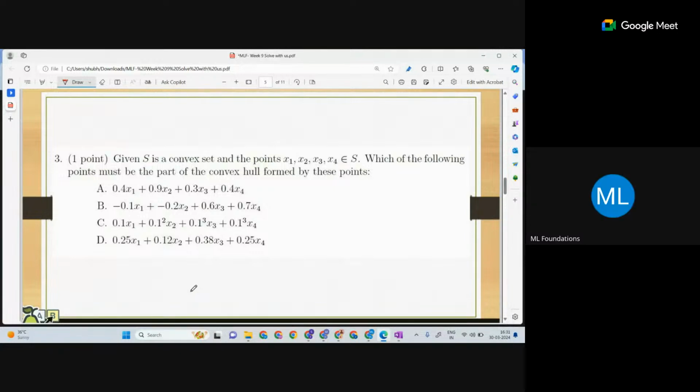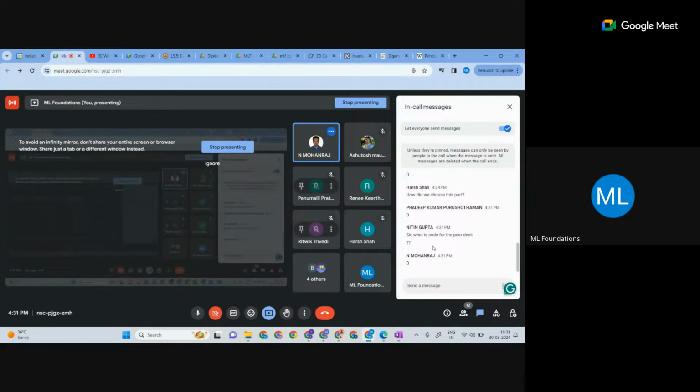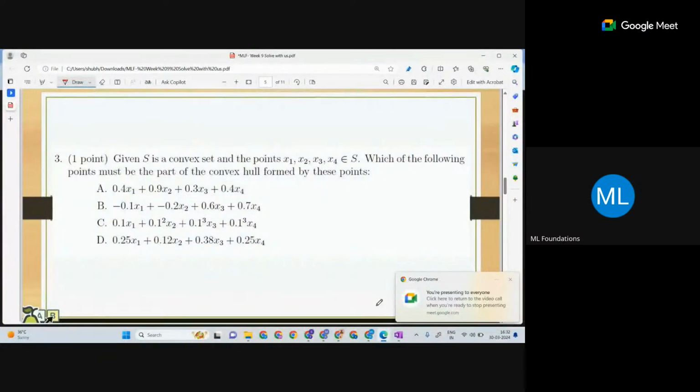Given S is a convex set and the points are these, which of the following points must be part of the convex hull formed by these points? I'm not doing this on a smart board, I'm just solving on a PDF format. So please write your answer in the Gmeet chat.